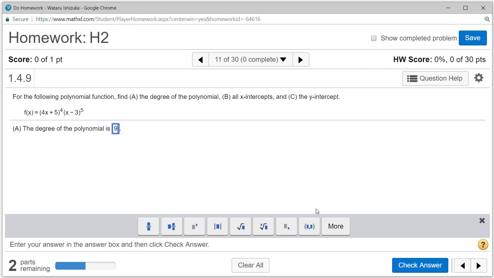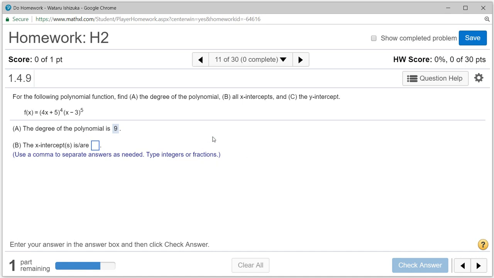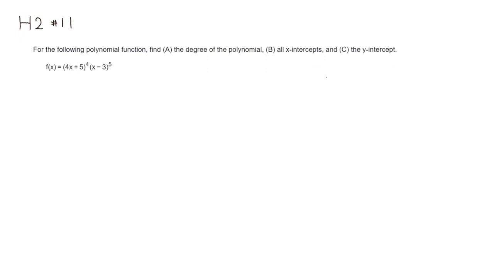All right, so let's check the answer. We got that. Then we want to find the x-intercept. All right, so let's do that.